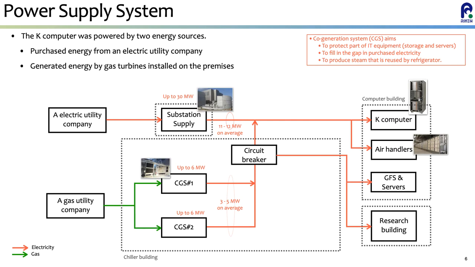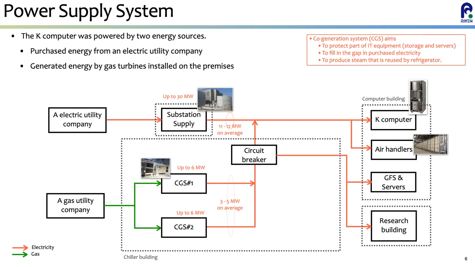One of the noteworthy mechanisms in the K-computer facility can be found in the power supply and cooling system. So in this slide, we focus on the power supply system. The entire center is powered by two energy sources. One is purchased energy from the electric utility company. The other one is generated energy by gas turbines installed on the premises.